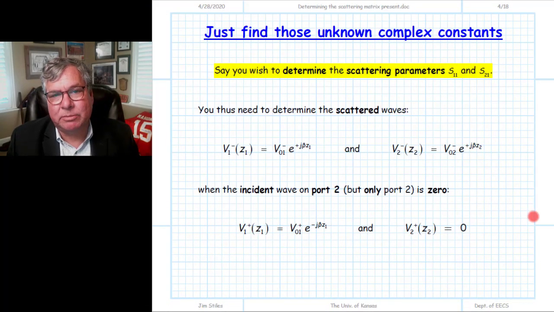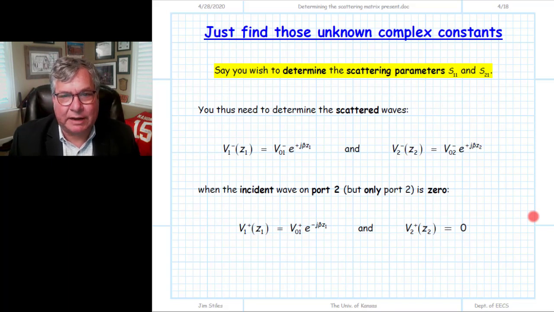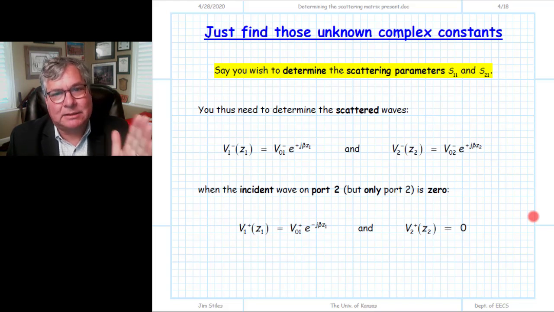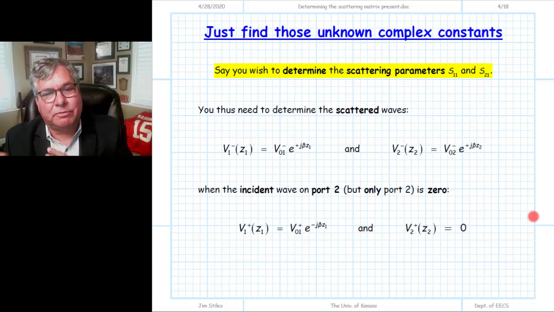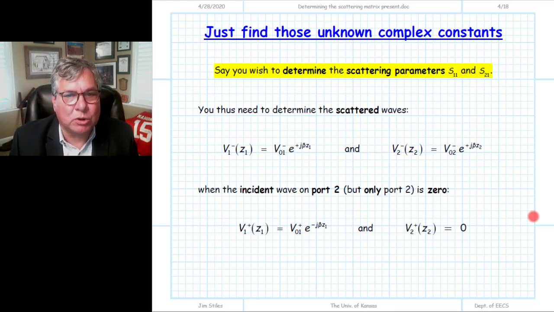The first step in determining the scattering matrix for a device based on schematic is to understand the experiment that is associated with determining the scattering parameters. We go through and determine one column at a time: column 1, column 2, column 3, and so forth, depending on the number of ports. And we do that by, for column 1, putting an incident wave on port 1, but only on port 1. We want to ensure that the incident waves at every port other than port 1 are 0.